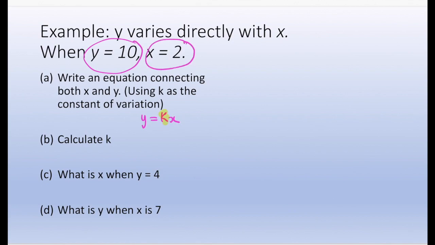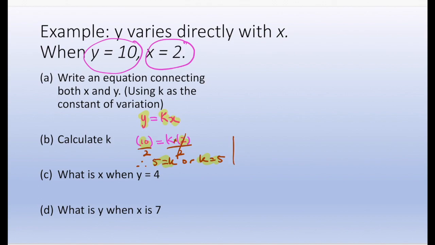So instead of y, I'm going to put in 10. K we don't know, and x equals 2. Okay, so all I've done is substituted y equals 10 and x equals 2. Now what's in between the k and the 2 that mathematicians are too lazy to write? Times. So I'm going to divide both sides by 2. Therefore 5 equals k, or k equals 5. Alright. So now we have a new equation.